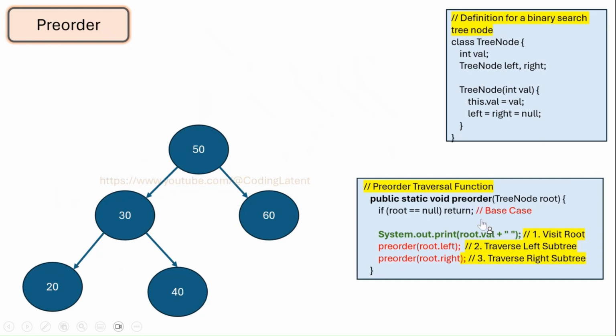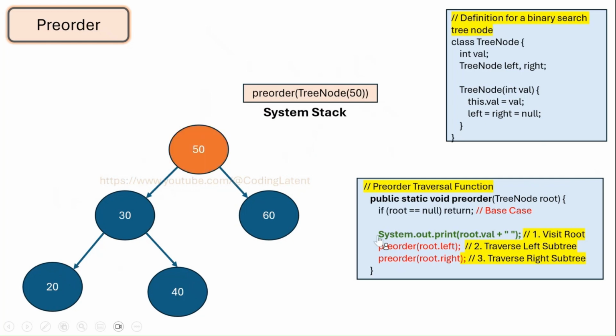It is a recursion based implementation. So we'll show the system stack here. Initially, the preorder function will be called with the root of the whole tree, which is node 50. So node 50 is the root here. Now we will visit the node, based on this print statement. Then we'll go to the left side of it. Visit the root and then go to the left side. So preorder will be called with node 30 as a root.